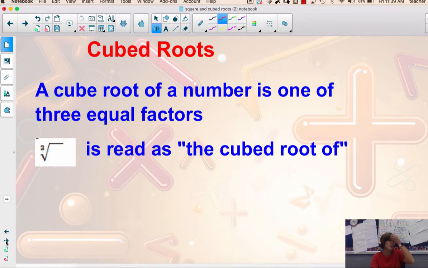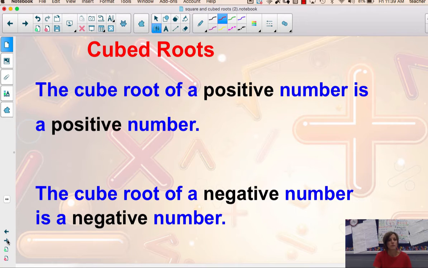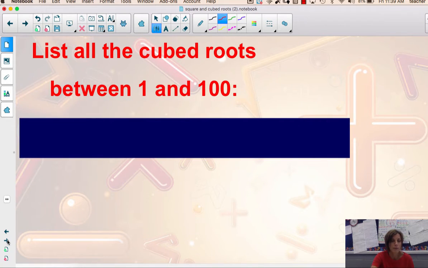Cube roots. A cube root of a number is one of the 3 equal factors. So instead of having the base multiplied 2 times, we're going to have the base multiplied 3 times. So make sure you have that down. And if you notice, it says to list all the cube roots between 1 and 100, because I'm not going to make you go so high since we're using a base and an exponent that's to the 3rd power. Pause it, play it, let's see if you're right.